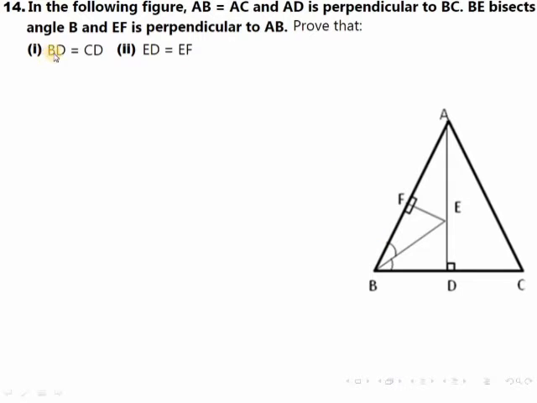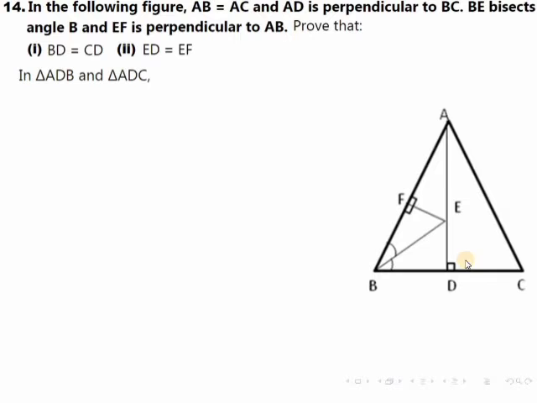We need to show that BD is equal to CD and ED is equal to EF. ED is this one and EF is this one, so these two are equal. That's what we need to show. So let's see how to do this problem. Let's observe two triangles ADB and ADC. ADB is this triangle and ADC is this triangle.